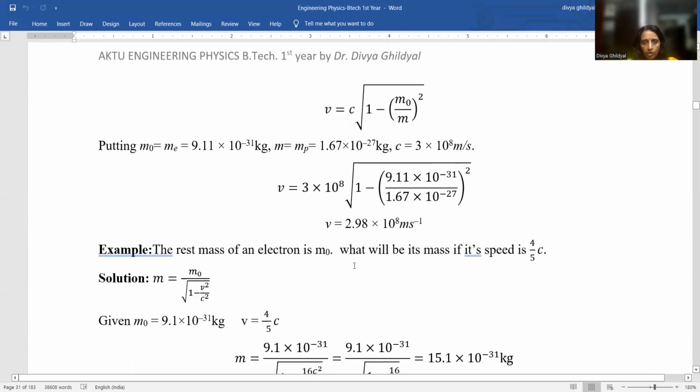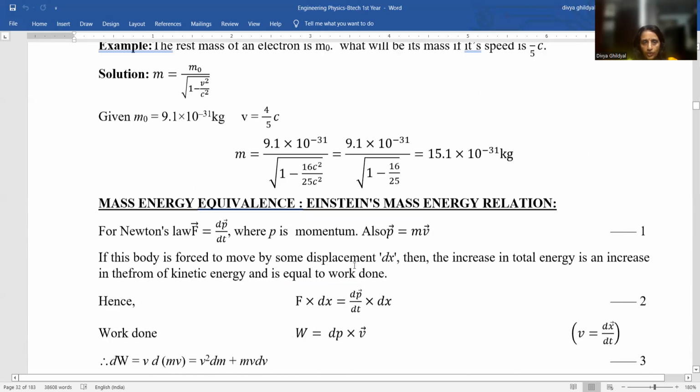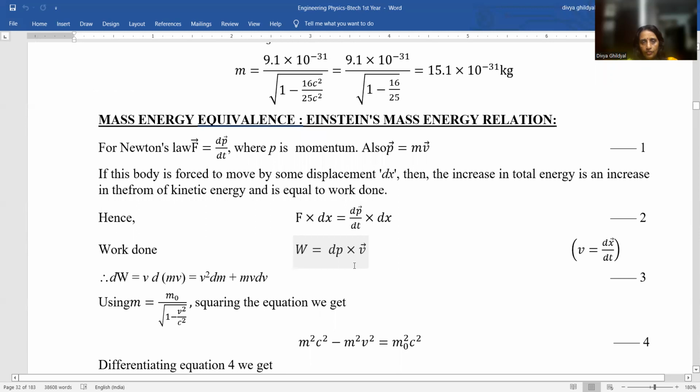So there are many more questions. You can refer to my notes for it. Mass energy equivalence, Einstein's mass energy relation. From Newton's second law, we know that force is equal to rate of change of momentum, and momentum is mass into velocity. Work is force into displacement, so instead of F, put dp by dt into x. So work becomes equal to dp into v.